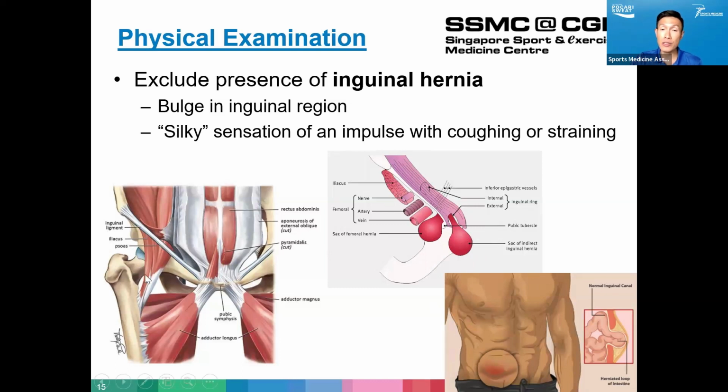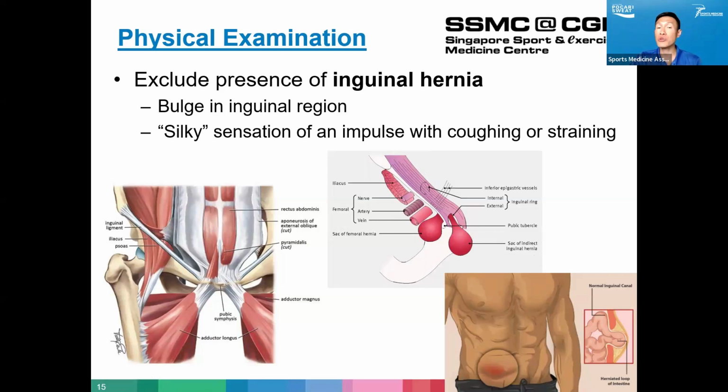And this region can also provide a way for the intestines to move from inside the abdomen and come out, and perhaps herniate into the testes, into the scrotum. And that's where you have the typical inguinal hernia, right?